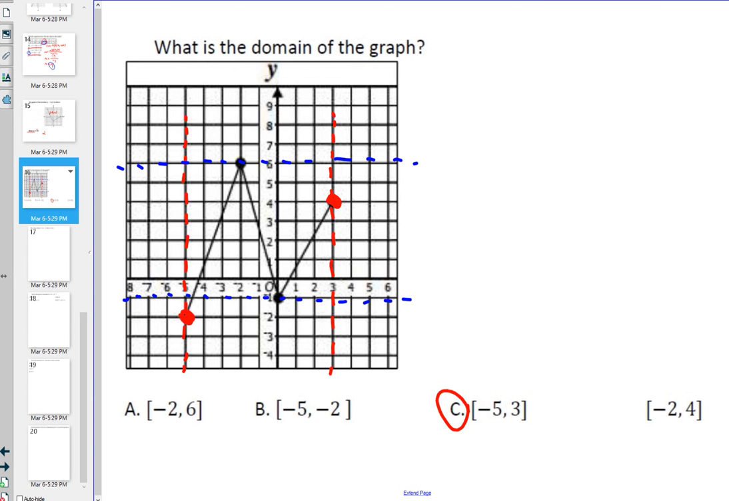How low to how high? It would be from negative 1 to positive 6. So you would write bracket negative 1 to 6. That would be the range if you were to be asked for range.